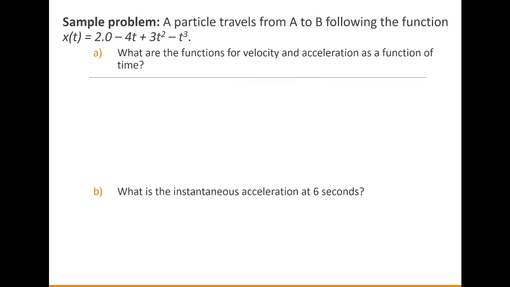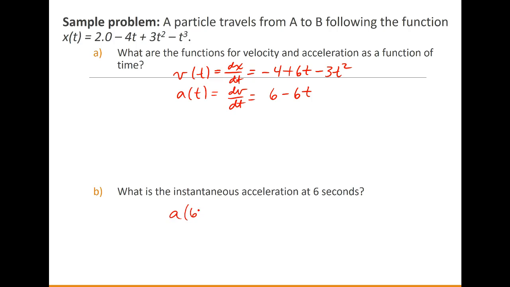Here's another example. Now we have a function that's to the third power. So v of t is the first derivative, dx dt. So that's going to be negative 4 plus 6t minus 3t squared, and the acceleration will be the derivative of that velocity. So it'll be 6 minus 6t. So what's the instantaneous acceleration at 6 seconds? That would be a of 6. So that would be 6 minus 6 times 6, which is negative 30, and we would assume meters per second squared.